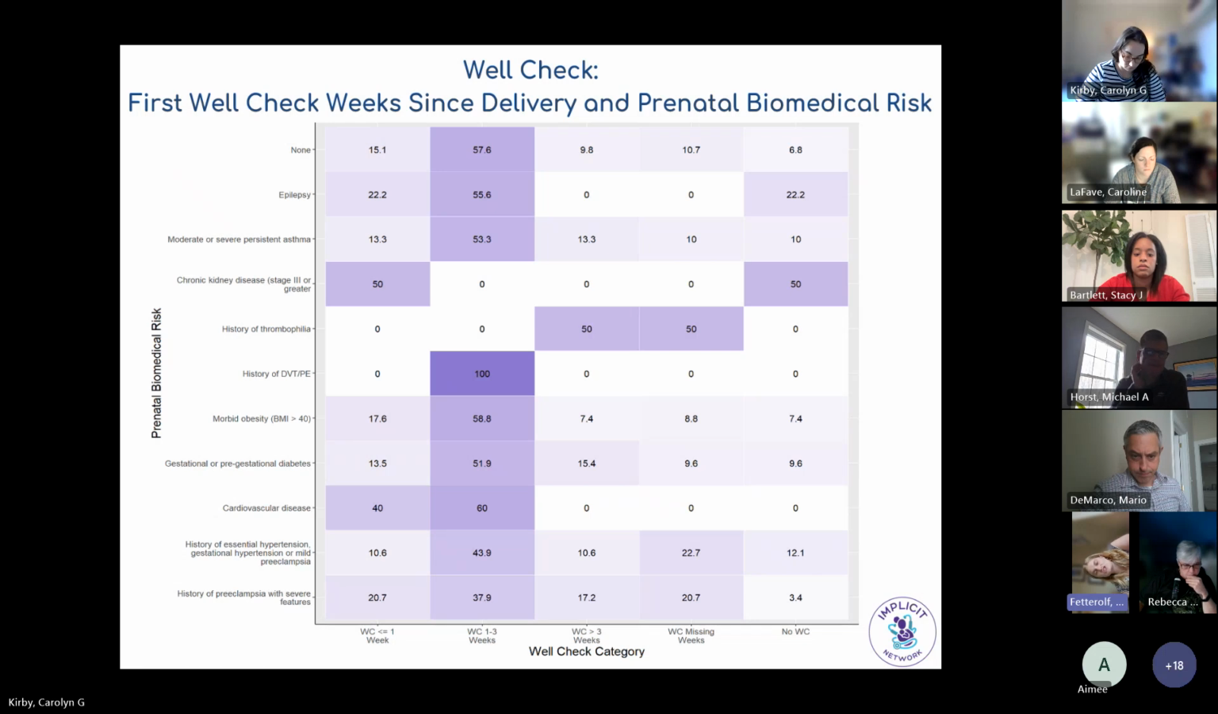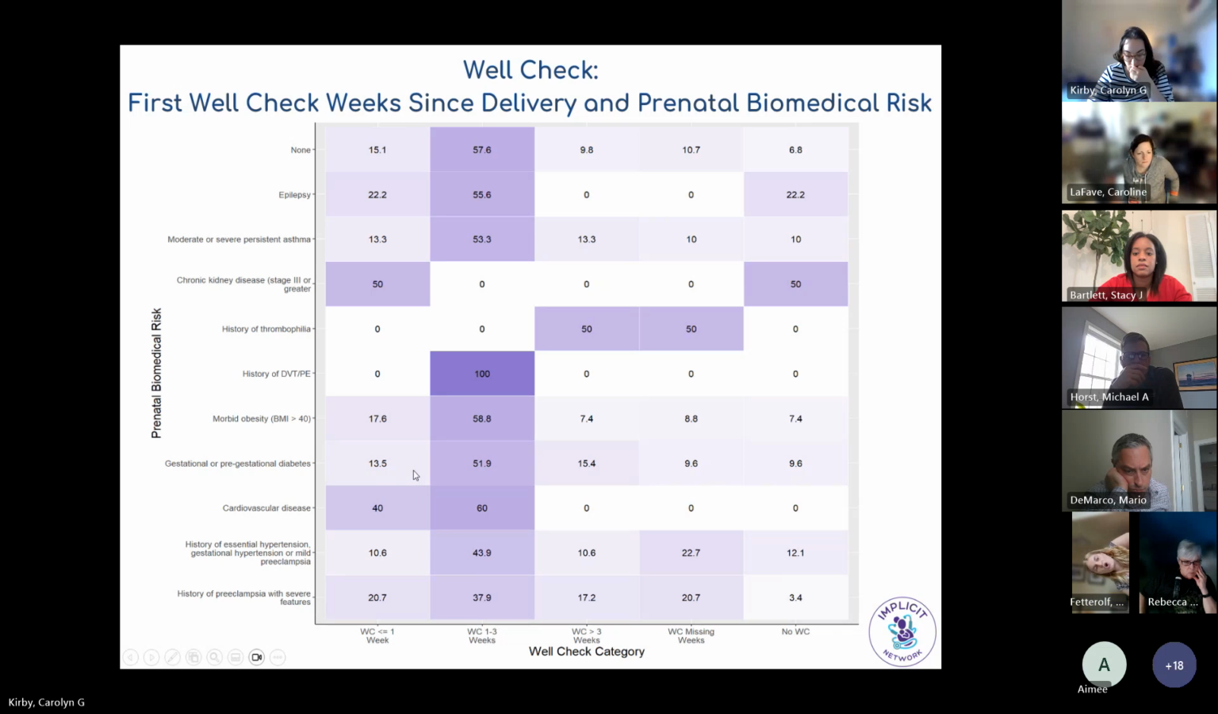So the next couple of slides are looking at some of our biomedical interpartum risks and comparing those to the early postpartum visits. The further to the left of the table is the earlier the visit. The first two columns are within 3 weeks, and the middle column is greater than 3 weeks. The darker the number, that means a higher percentage of people who screened positive for that risk attended a visit during that time period.